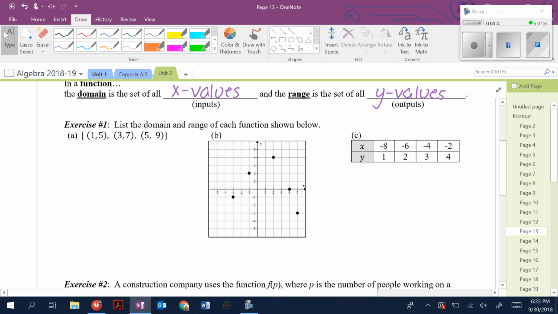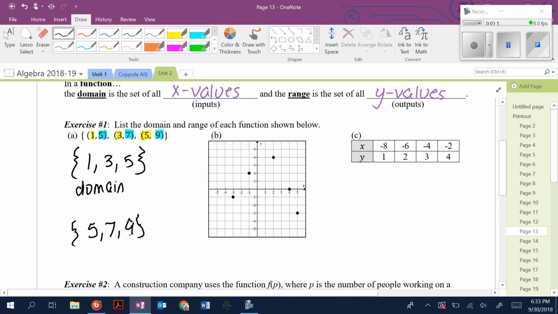All right, if we look at exercise 1, list the domain and range of each function shown below. I'm going to do some color coding. A point is written as x comma y, so I'm highlighting all of my x values in yellow. So 1, 3, and 5, that's the domain. And then the range is the blue, 5, 7, and 9. I'm writing super fast, so it's super sloppy.